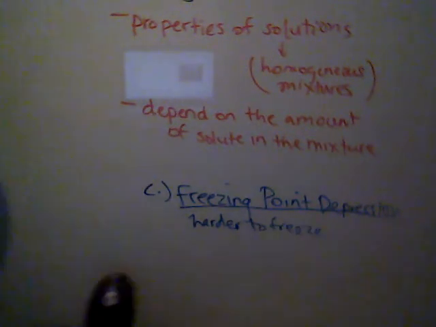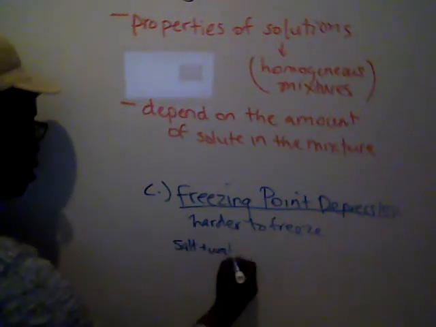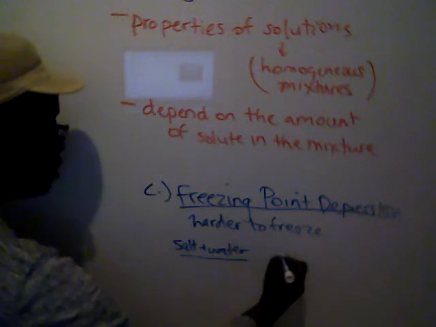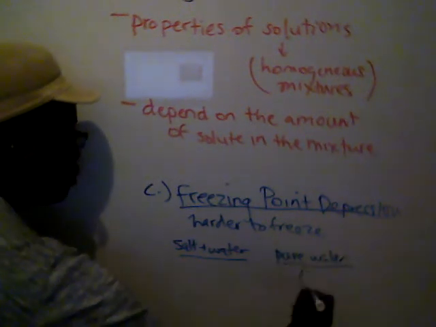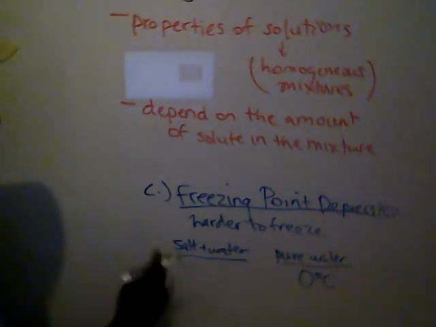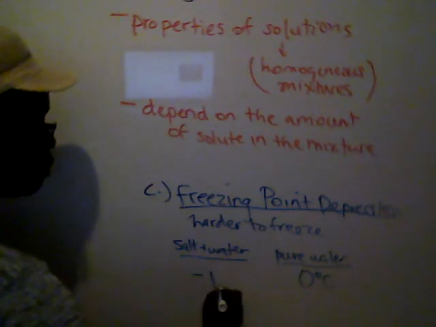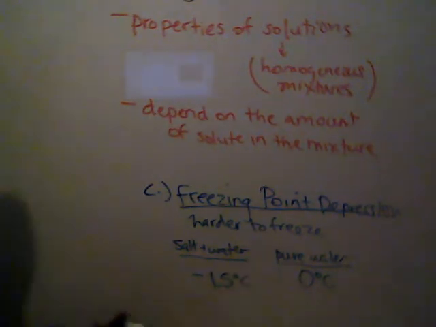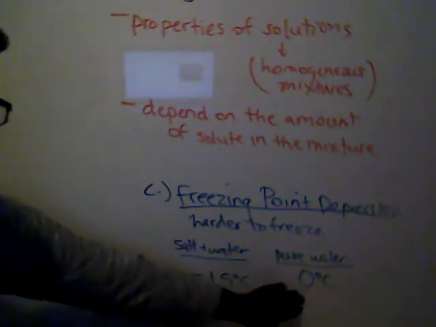Okay. So if we take an example, let's say we had the salt and water, and that's a mixture, and we just had pure water by itself. We know pure water freezes at 0 degrees Celsius, but a salt water mixture may freeze at, let's say, negative 1.5 degrees Celsius. So the freezing point would have to be lower than if it were just water by itself.